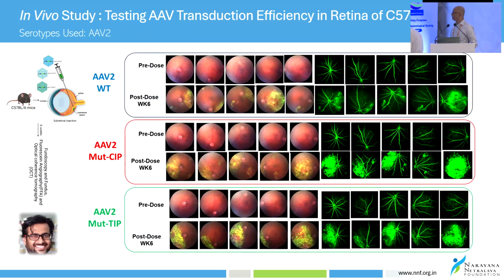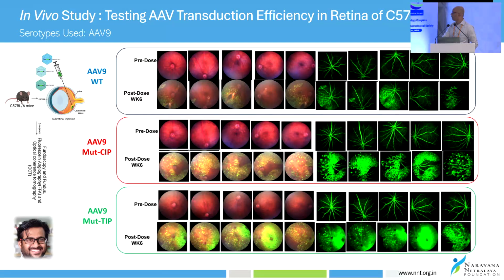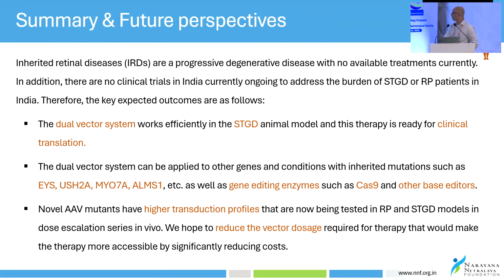And what you can see here in AAV2 in the animals after 6 weeks is an increase in the GFP expression when you have the insertional peptides compared to the wild type AAV2. A similar example is for AAV9. When we inserted a peptide in the capsid, it enhanced the ability to transduce, and you can see the expression has gone up. And with that, the summary is we do have a good dual vector system as well as a capsid engineering system to improve transduction efficiency.